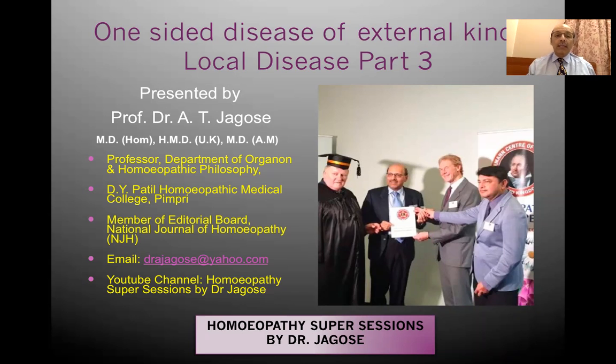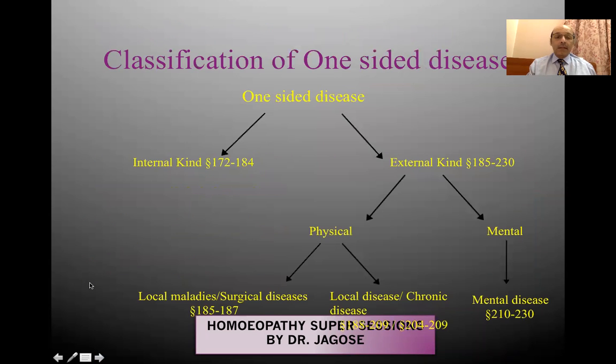Today, I'll be doing part 3 of one-sided disease of an external kind, that is, the local disease. In part 2, we had seen about local maladies. In part 3, we'll be seeing about the local disease. Again, to recap the classification, now we are at this level: the external kind, physical kind, local disease.